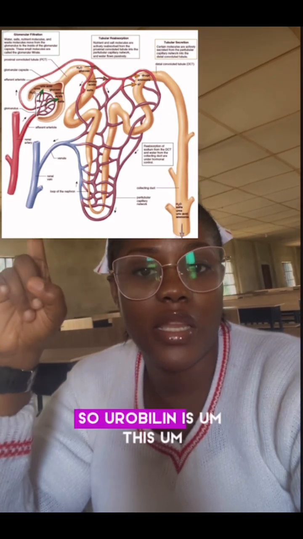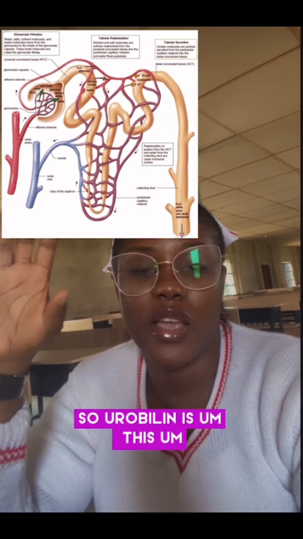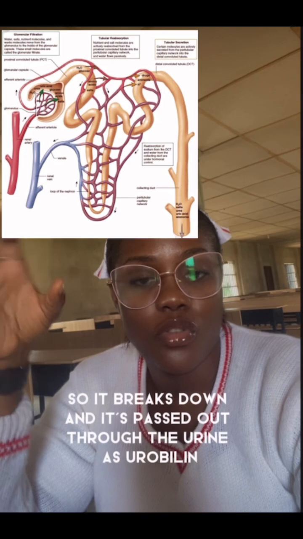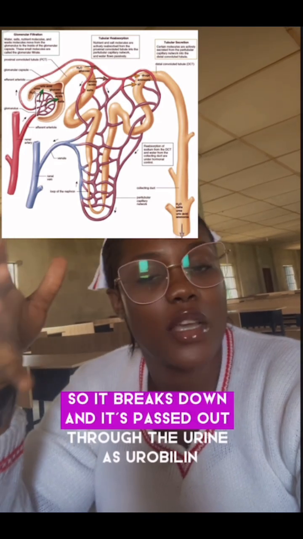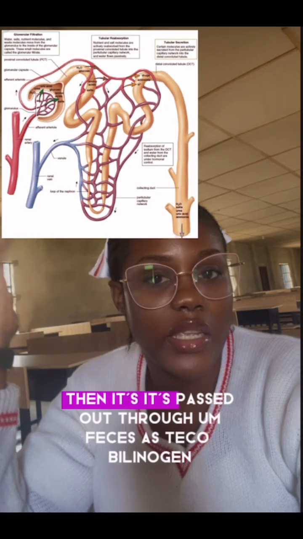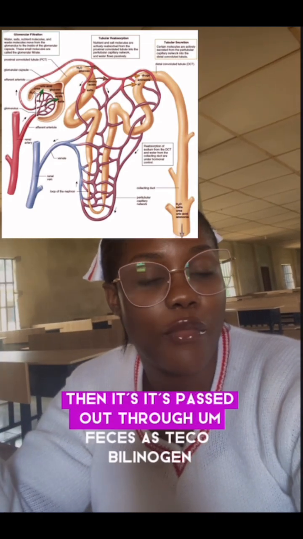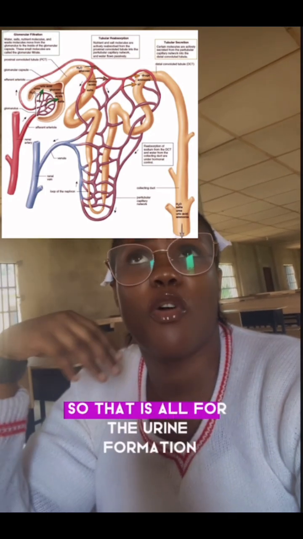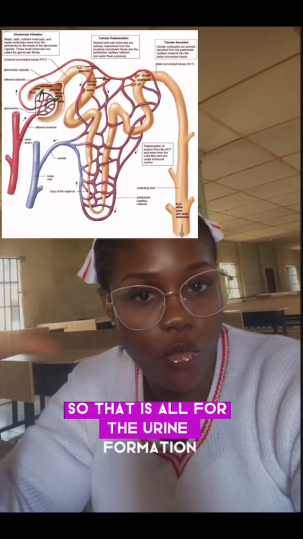Now, the urine formed is clear and amber in color due to the presence of urobilin. So urobilin is from bilirubin, when red blood cells break down. So it breaks down and it's passed out through the urine as urobilin. Then it's passed out through feces as stercobilinogen. So that is all for the urine formation.